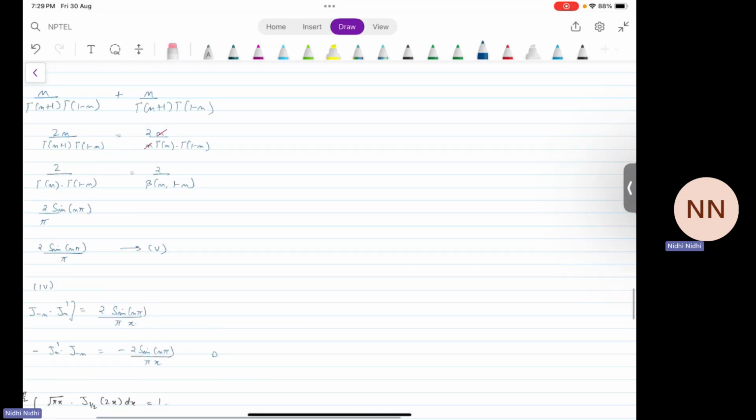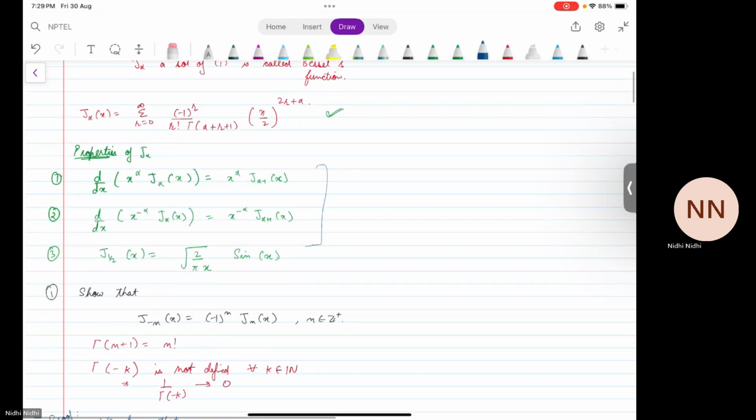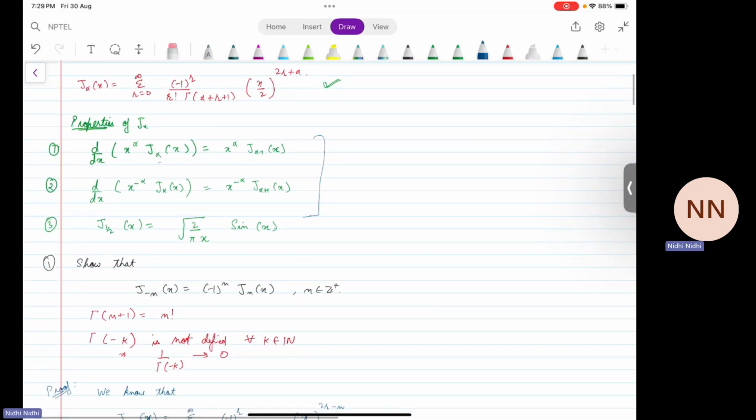So remember this formula. See here the property. To decrease the value of alpha, to move from alpha to alpha minus 1, we need the coefficient x to the power alpha. But whereas when we are increasing the value, increasing this alpha to alpha plus 1, here we have x to the power minus alpha.